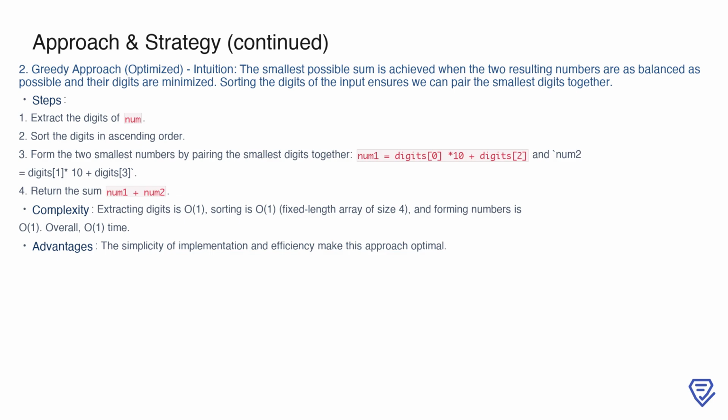A much better approach is the greedy method, which is both more efficient and easier to implement. The key insight here is that the minimum sum is achieved when the two resulting numbers are as balanced as possible and their digits are minimized.